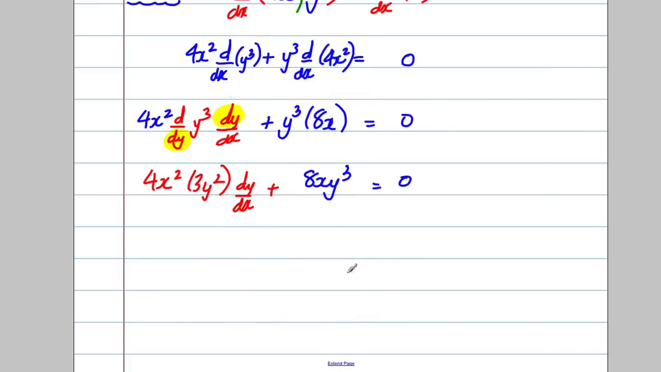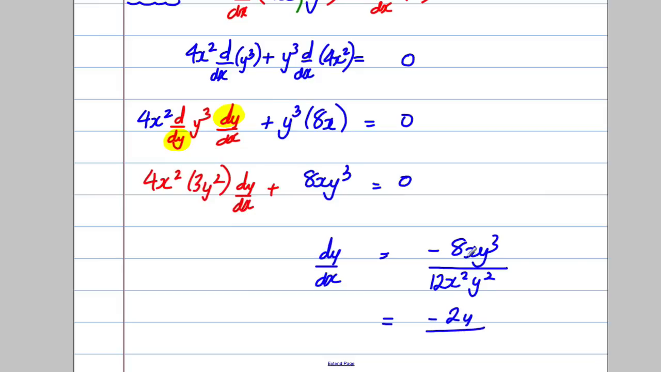And then what we can do is make dy by dx the subject. So for dy by dx here, I would subtract 8xy cubed off both sides, and I would end up dividing by 12x squared y squared. And I could cancel as appropriate. I think 4 goes into top and bottom and x, so I get negative 2y over 3x, something like that. Okay, so that would be my dy by dx in that case.